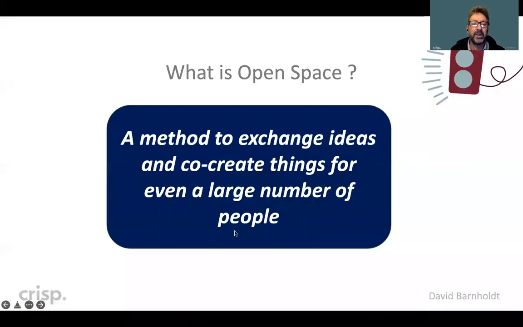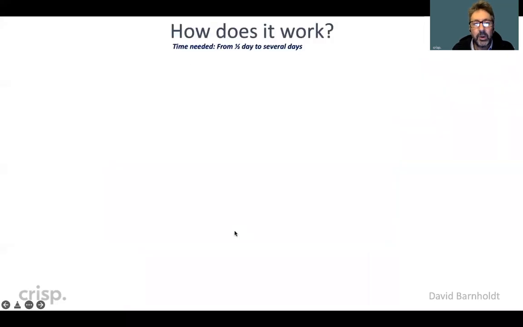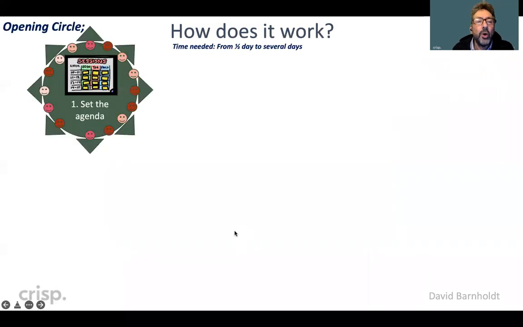What is open space? It's a method to exchange ideas and co-create anything, even with a large number of people. How does it work? Well, you need from a half day to maybe several days to do it. And what you do is you start with an opening circle where all the participants, usually sitting in a circle if you do it physically, together co-create the agenda, come up with ideas on what to talk about, what to work upon, and set the agenda.